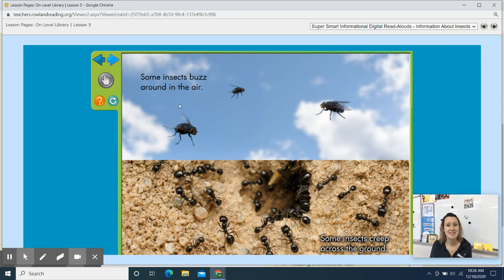It says some insects buzz around in the air. Some insects creep across the ground. What insects do you see here flying in the air? Flies. And what are these crawling on the ground? Ants. You got it.